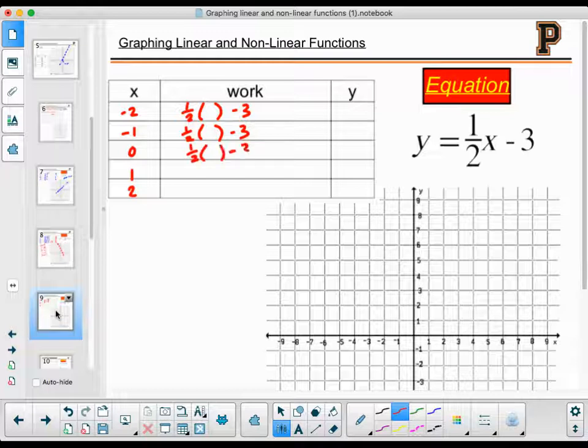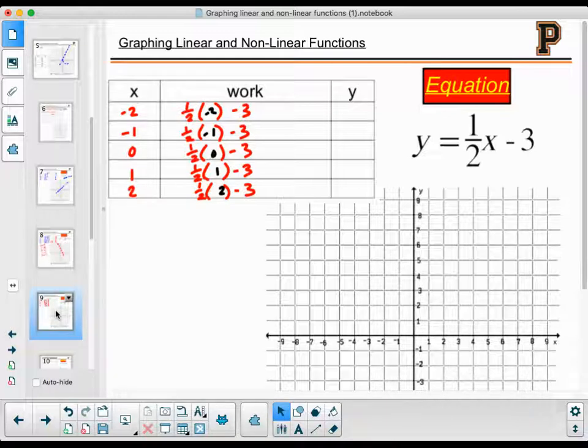Half of something minus 3, half of something minus 3, half of something minus 3. A good idea is to just leave that space open and then plug it in later. So this is -2, -1, 0, 1, and 2. And then do the math.